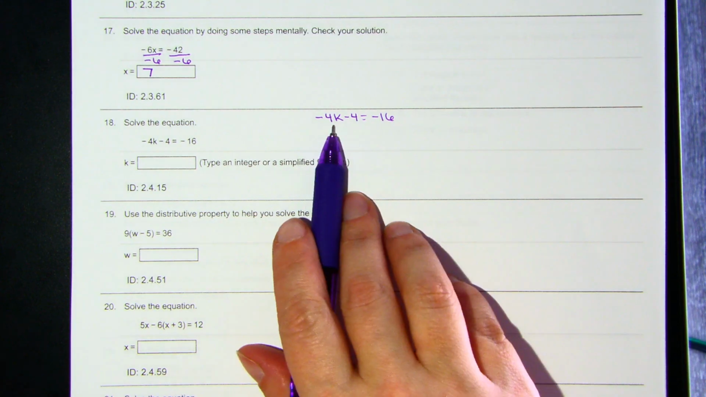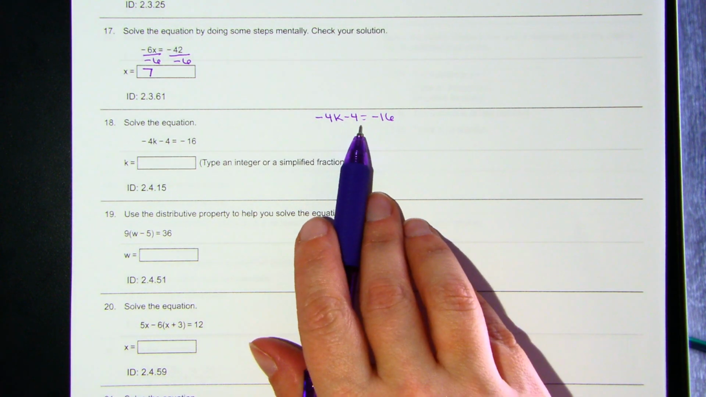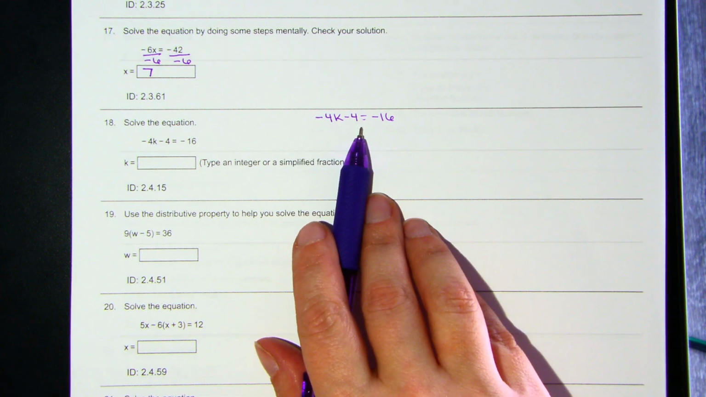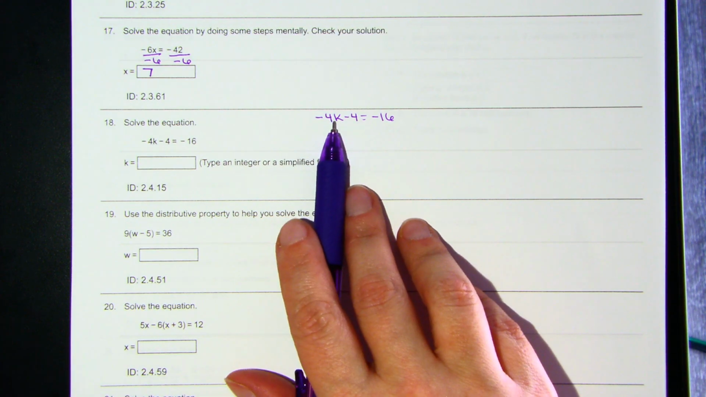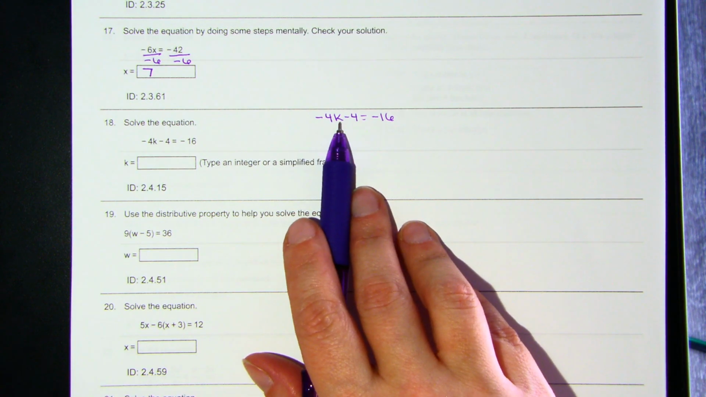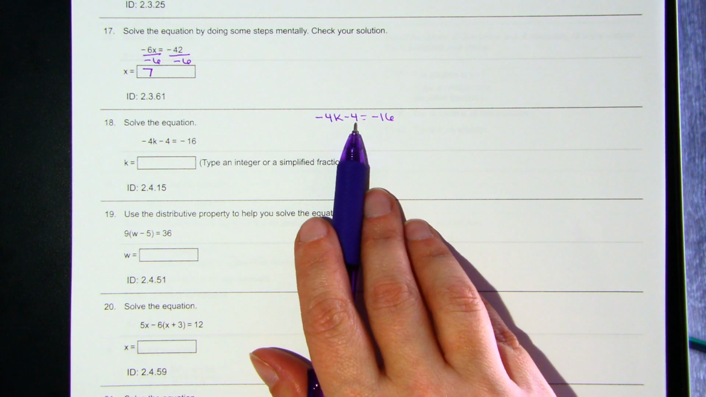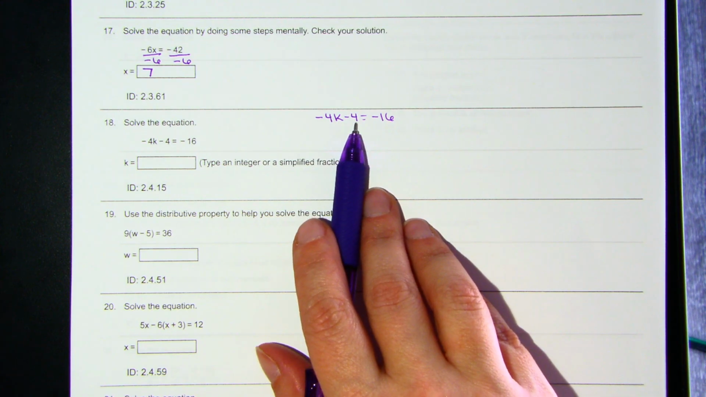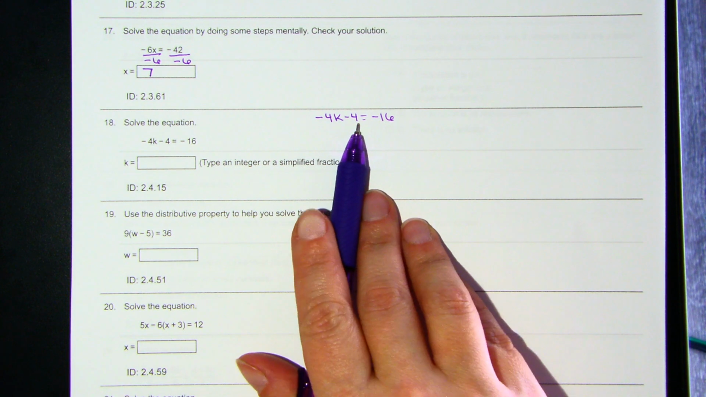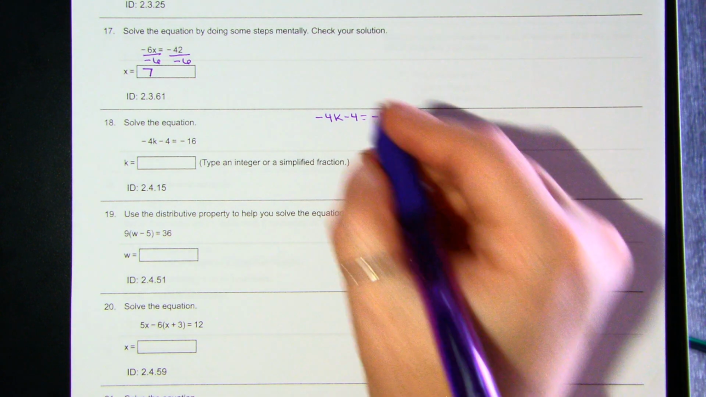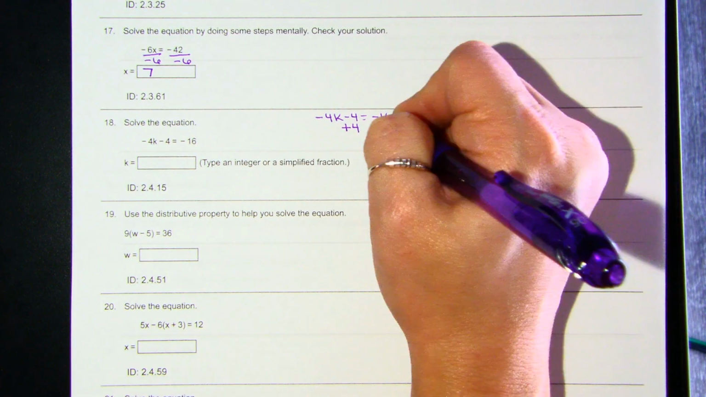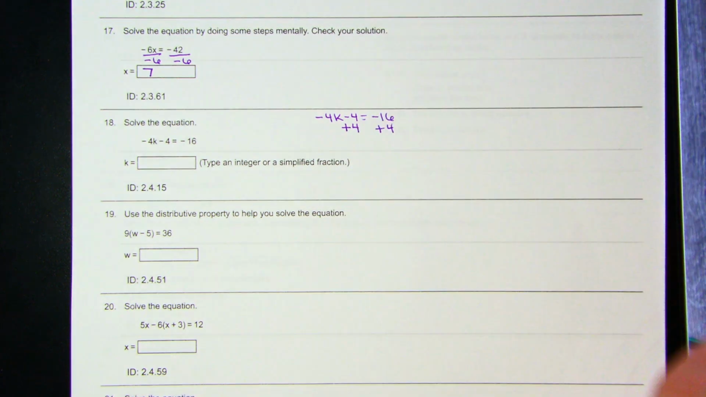So the way that I've described this in the past is that this negative 4 is kind of hugging that k, and this negative 4 over here is kind of like a handhold. It's a lot easier to break a handhold than it is a hug, so we're going to get rid of the handhold first. This is our addition property. So in order to move the negative 4 over, we would do the opposite of negative, which is positive. But if we add 4 on the left, we've got to add 4 on the right. That'll leave me with negative 4k equals negative 16 plus 4, which is negative 12.